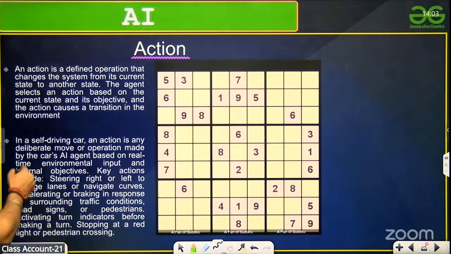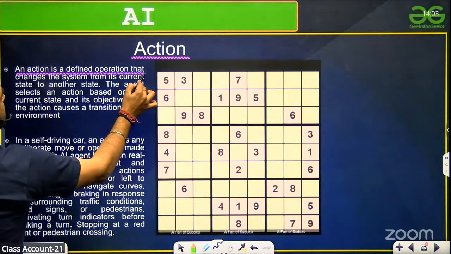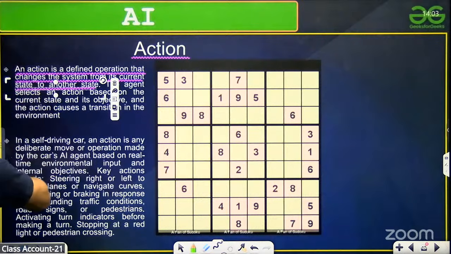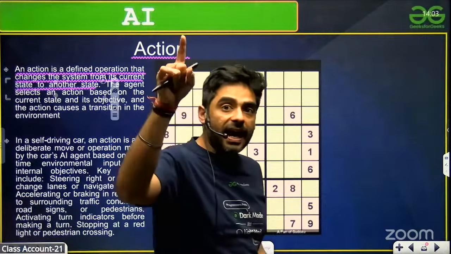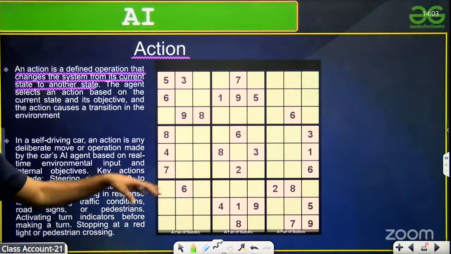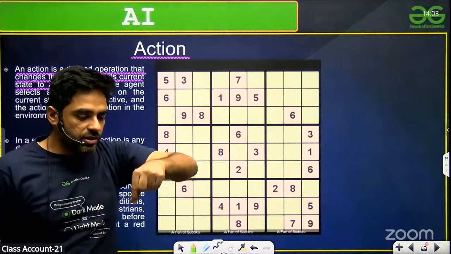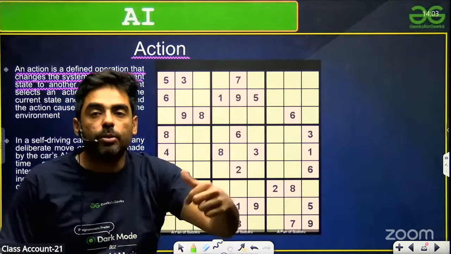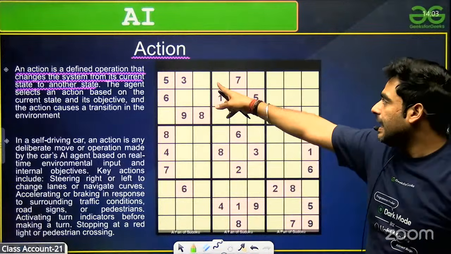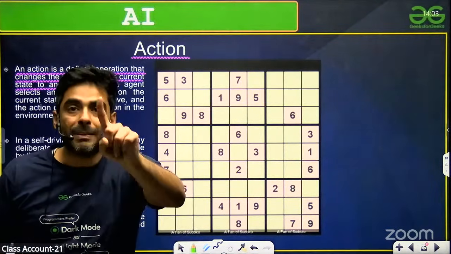So what is an action? Action is defined as an operation that changes the system from its current state to another state. अब जैसे एक चेस का गेम है, when I change state 1 to state 2, तो मतलब an action has been performed. आप समझिएगा, just try to understand. In a game of chess, when I have moved one player from point 1 to point 2, an action has been performed.